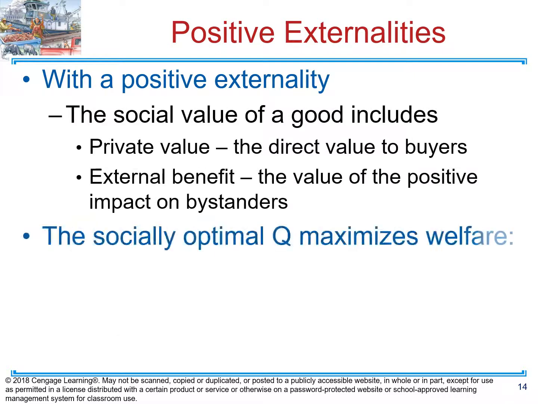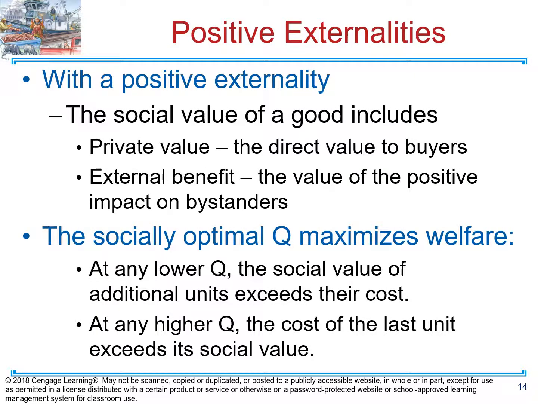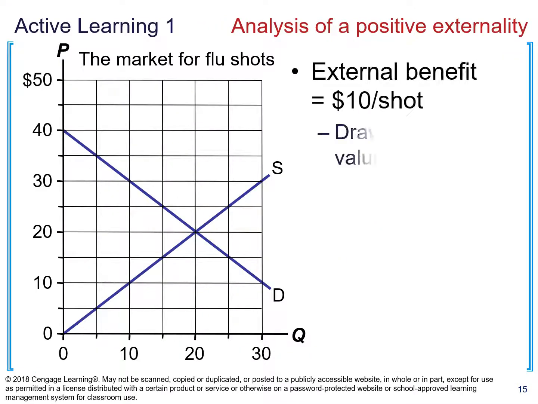With a positive externality, the social value of a good includes the private value, or the direct value to buyers, and the external benefit, the value of the positive impact on bystanders. The socially optimal Q maximizes welfare. At any lower Q, the social value of additional units exceeds their costs. At any higher Q, the cost of the last unit exceeds its social value.